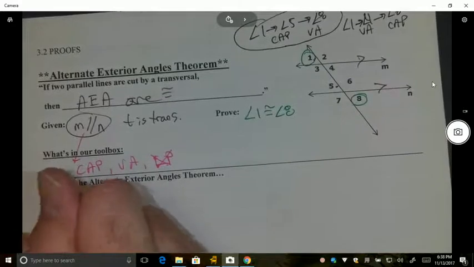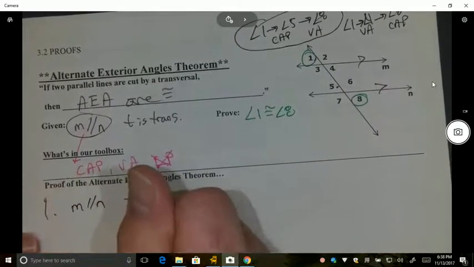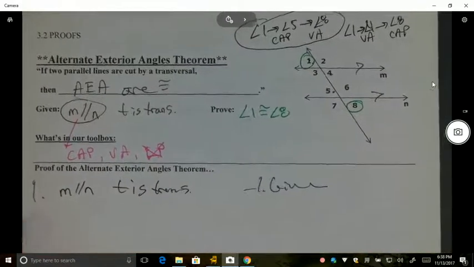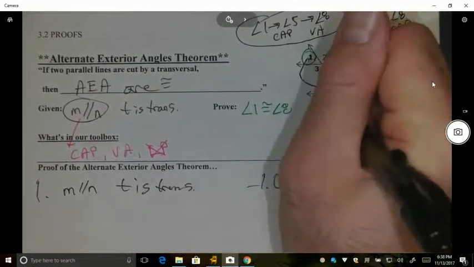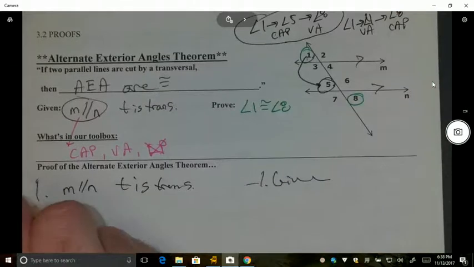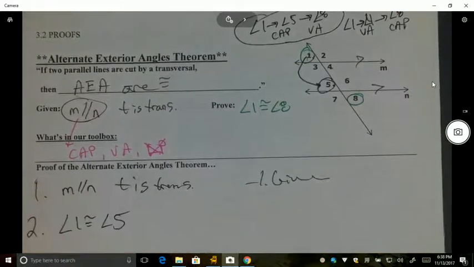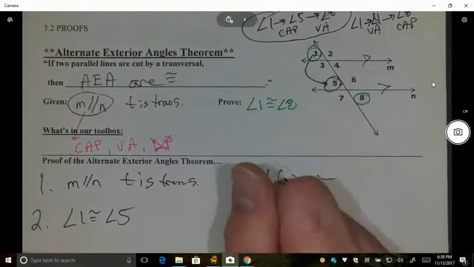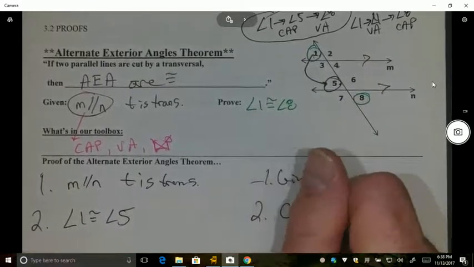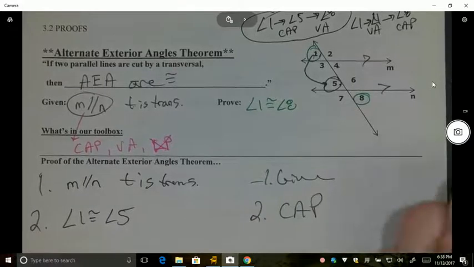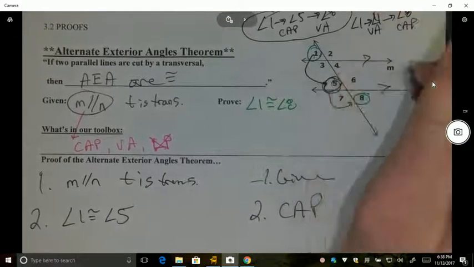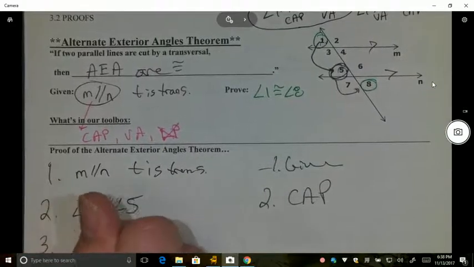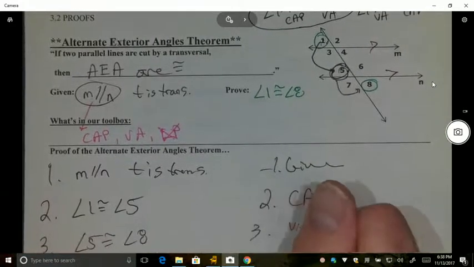So my first line is that m is parallel to n, t is the transversal. That's our given. I want to connect angle 1 to angle 5. So I'm going to write angle 1 and angle 5 are congruent since the lines are parallel. We can say this using the corresponding angles postulate. Now angle 5 and 8 are congruent. That's using the vertical angle theorem.